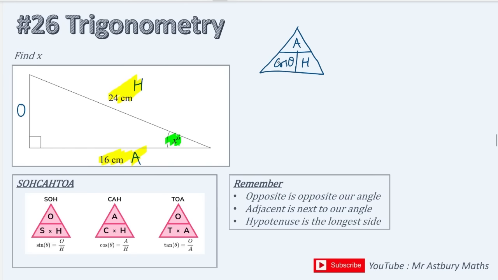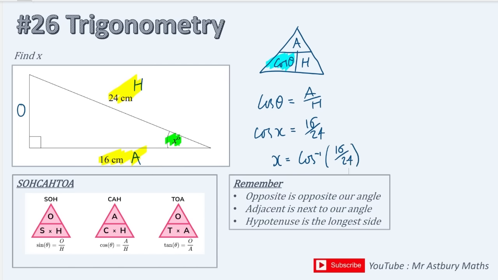This time I'm looking for the angle, so I've got to cover the cosine of the angle. So I write cosine of the angle is A over H. So I write cosine of X is equal to 16 over 24. And then to get X, I need to do the inverse of cosine, which is cosine to the minus 1 of 16 over 24. And this gives me a value of 48.2.